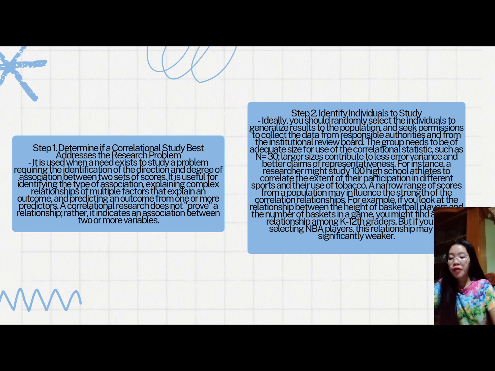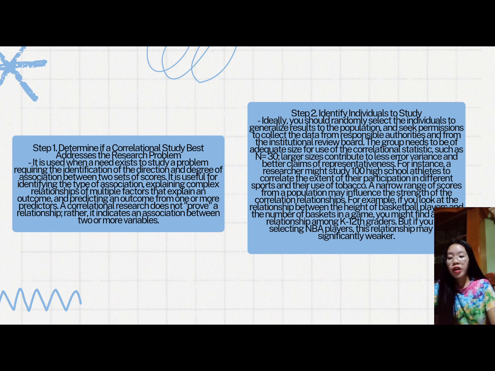So step 1 is to determine if a correlational study best addresses the research problem. It is used when a need exists to study a problem requiring the identification of the direction and degree of association between two sets of scores. It is useful for identifying the type of association, explaining complex relationships of multiple factors that explain an outcome, and predicting an outcome from one or more predictors. Correlational research does not prove a relationship; rather, it indicates an association between two or more variables.